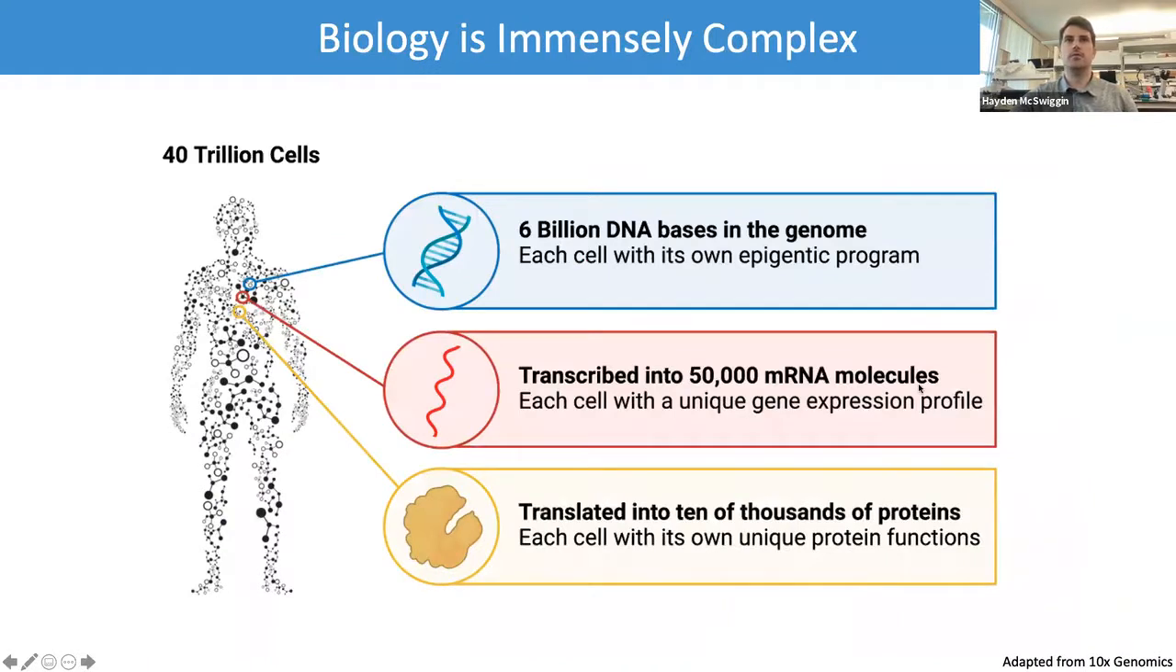So why is this important for biology? That's because biology is tremendously complex. There's about 40 trillion cells in the human body. Each cell has the same genome, but each cell has its own unique epigenetic program. And each one of these cells has a unique gene expression profile that is translated into its own unique protein activities. So this is the basis behind what Dr. McCary talked about in previous lectures about how we can get different cell types and why the eye cells are different from the toe cells.